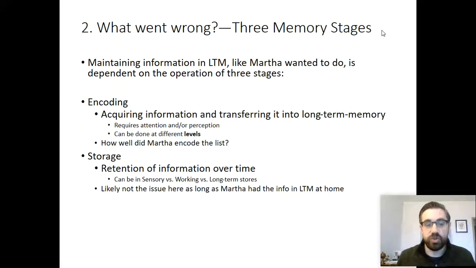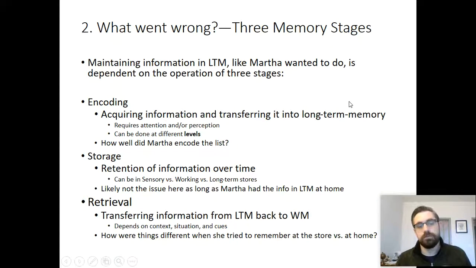The next stage is storage. So you've encoded the information, you've got it into long-term memory, and now you're storing it. And sometimes things can go wrong because essentially the information never got into long-term memory in the first place. Maybe it was in your working memory and we never actually encoded it. And so we had it stored in working memory, but not in long-term memory. In Martha's case, this probably isn't an issue. Martha could remember those 11 items before she left home. So in all likelihood, she had that information in long-term memory, or at least a lot of that information in long-term memory.